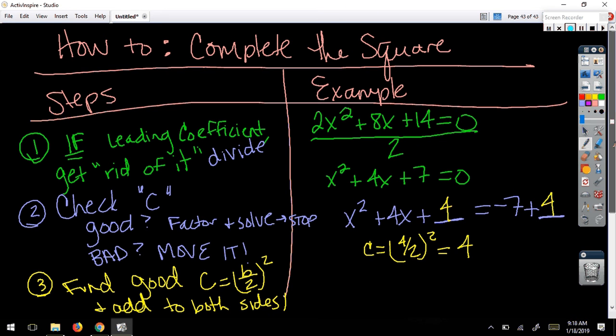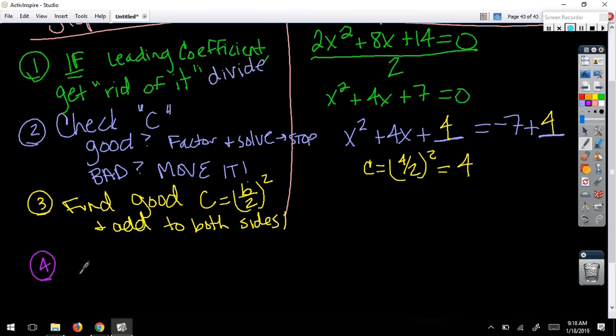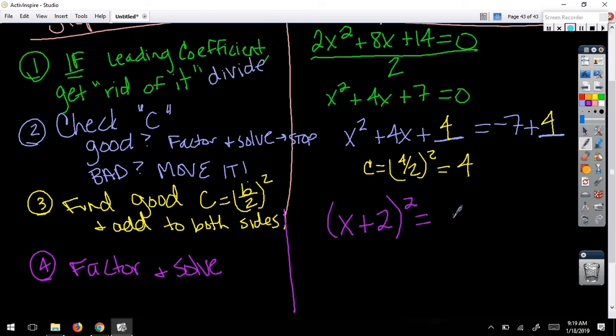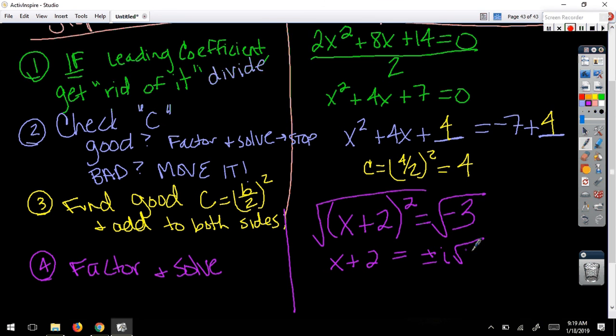Because now all I need to do is factor and solve. And since it was a perfect square trinomial, it's an easy factor now. So I have, factor it for me. What's it look like? x plus 2 squared. All those radical properties are going to come into play. Can't forget anything in Algebra 2 because we use it. Square root. Don't forget your plus or minus. And now what? Subtract 2.